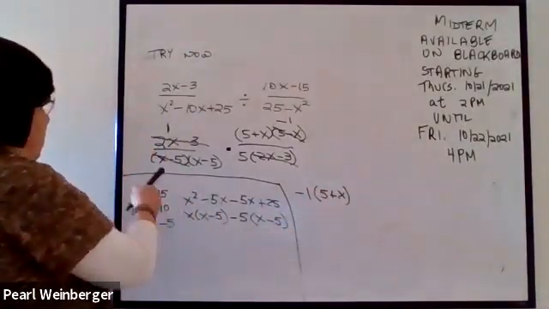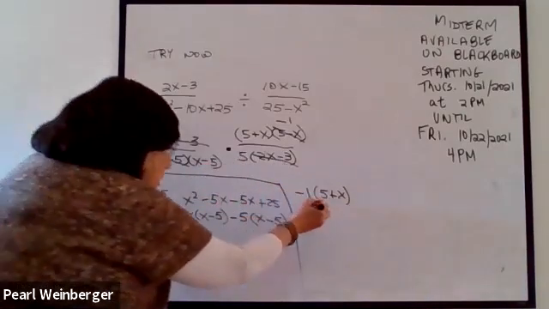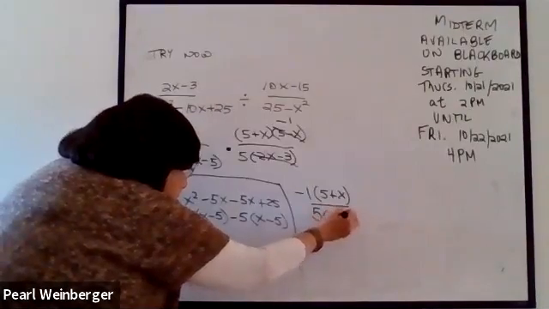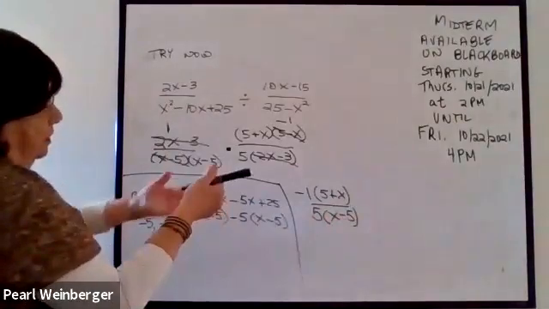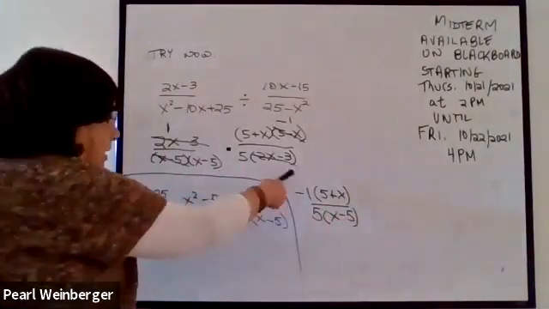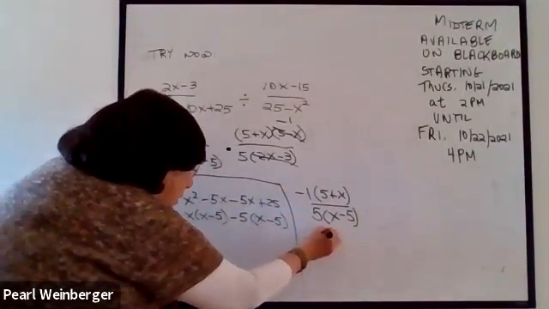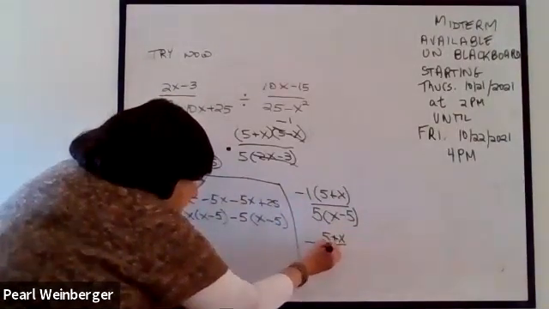That's the top. And on the bottom, I have an x minus 5 times a 5. So I'm going to put the 5 first. Usually we put the monomial first and the binomial second. You could leave it this way, or with a -1 in the numerator, you could just put it as a negative in the front of the fraction. This means the same thing.